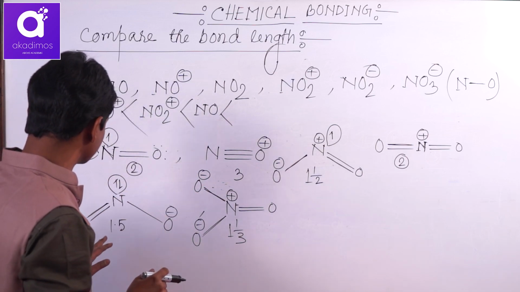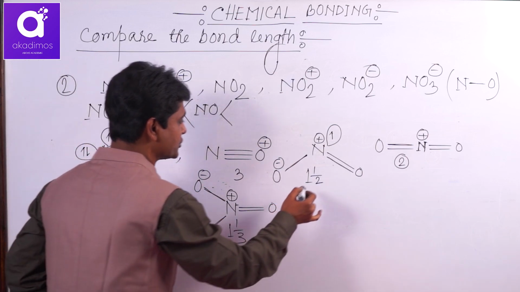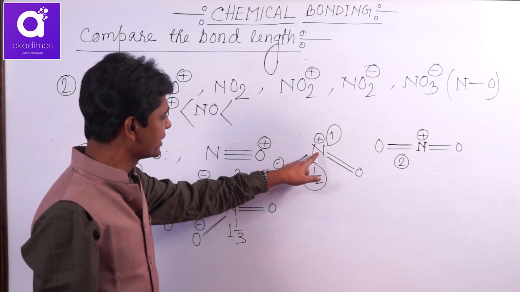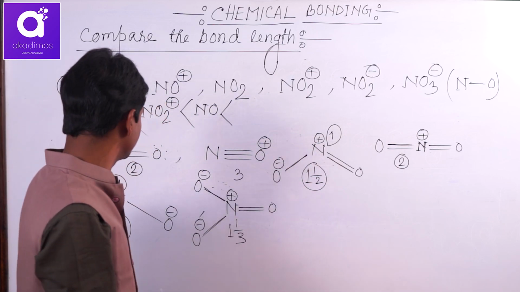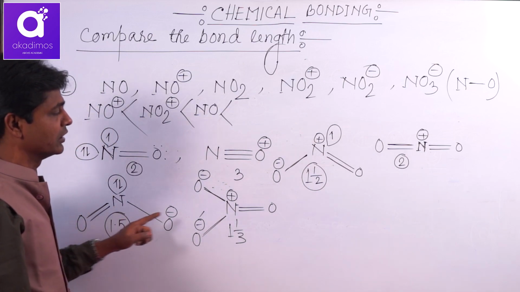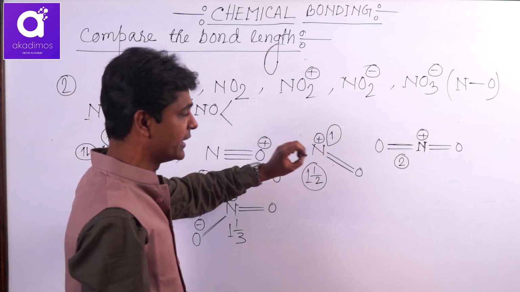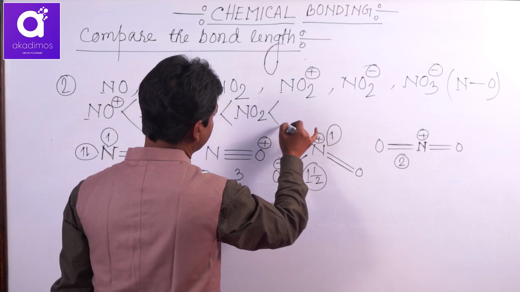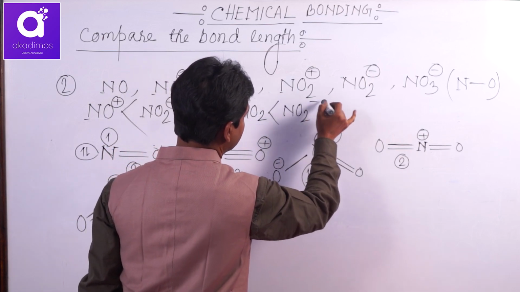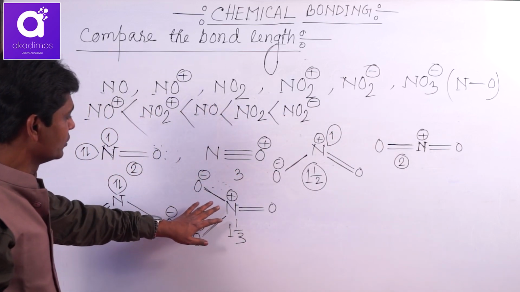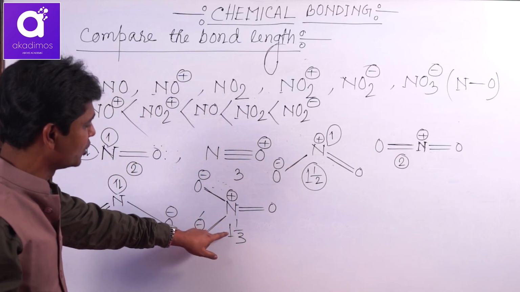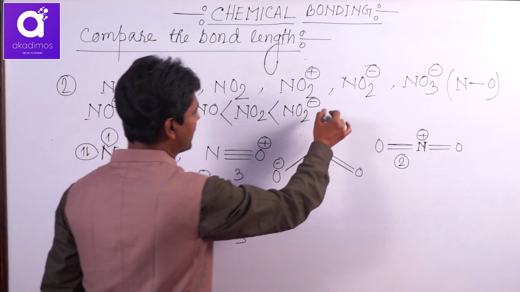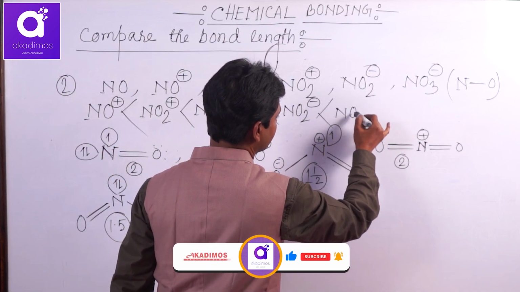Now I will go to bond order 1.5. There are 2 species with bond order 1.5. Here also see, in NO2 there is nitrogen with plus formal charge, but here nitrogen is neutral. Nitrogen plus is more electronegative, so the length will be shorter. That means NO2 is less than NO2 minus. Next is NO3 minus, here bond order 1 by 3, least bond order, maximum NO bond length.